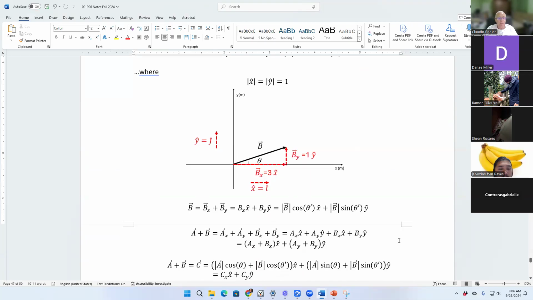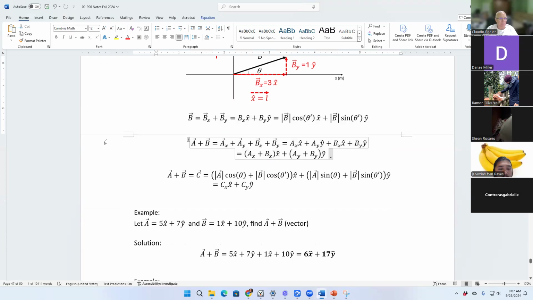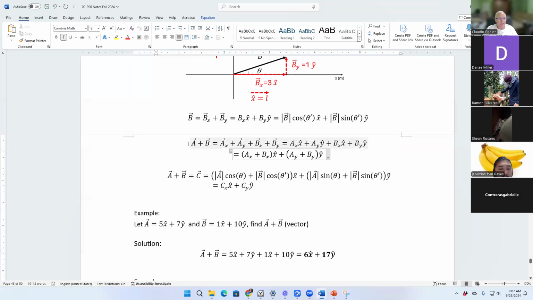Okay, and then I'm going to go with an example. I'm giving a numeric example. Bx is 3 x hat. But now, if we use this new definition in terms of components, it becomes much easier to sum up the vectors mathematically. Okay, so here you go.